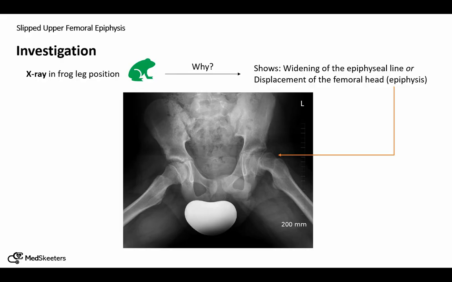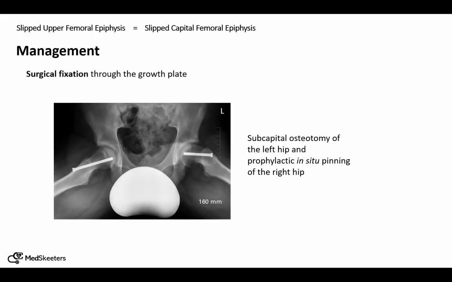How will you manage slipped upper femoral epiphysis? Through surgical fixation. Surgical fixation through the growth plate is done to manage slipped upper femoral epiphysis. Remember, slipped upper femoral epiphysis is also called slipped capital femoral epiphysis.